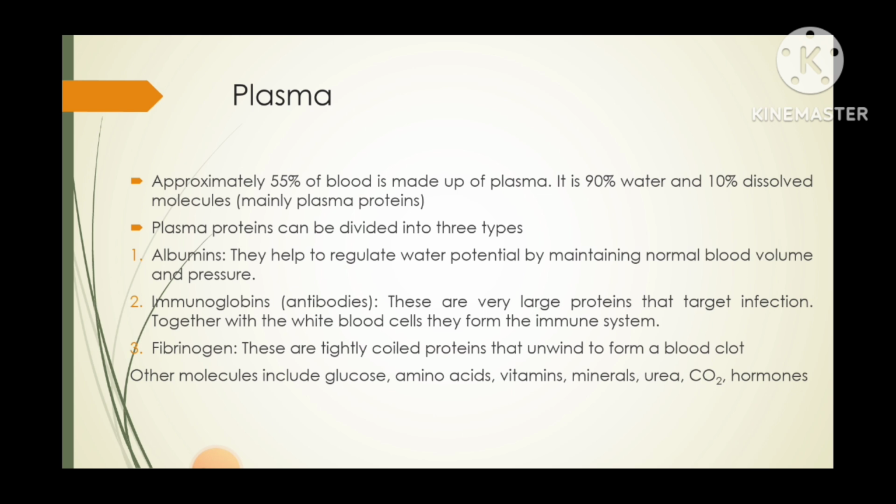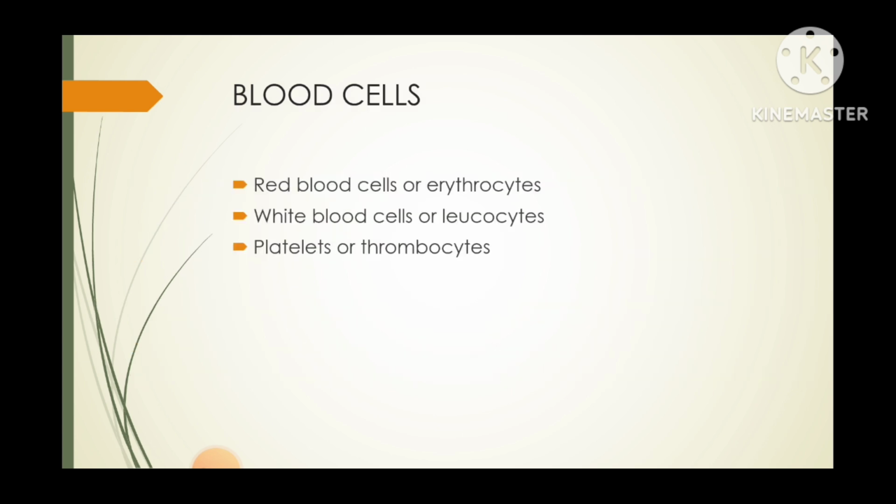We also have the immunoglobulins. They are very large proteins that target infection, and together with the white blood cells, they form the immune system. And then we also have the fibrinogen. These are tightly coiled proteins that unwind to form a blood clot. Other molecules that are also found in the plasma include glucose, amino acids, vitamins, minerals, urea, carbon dioxide, and hormones. So now let me quickly talk about the blood cells.